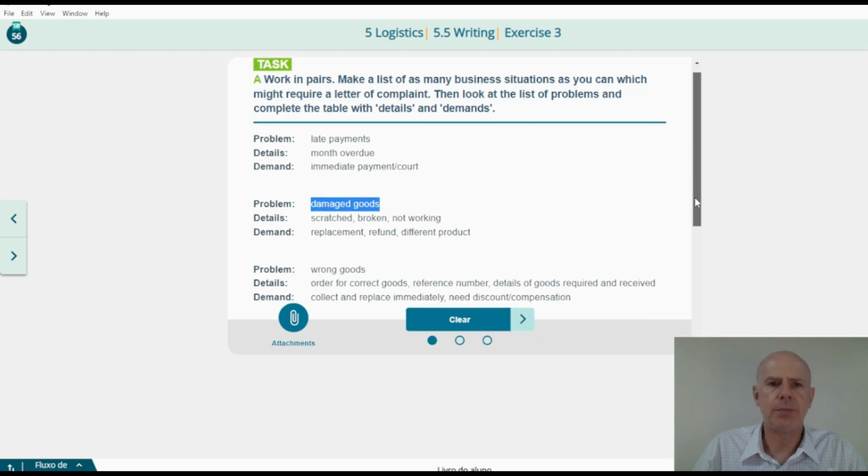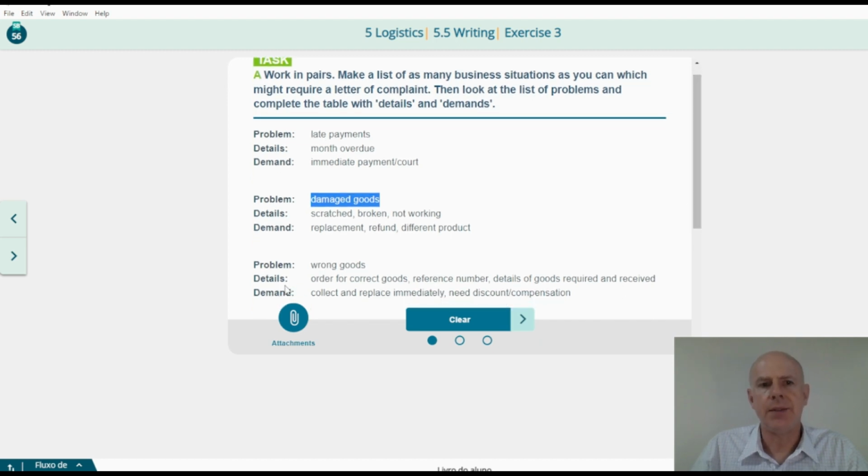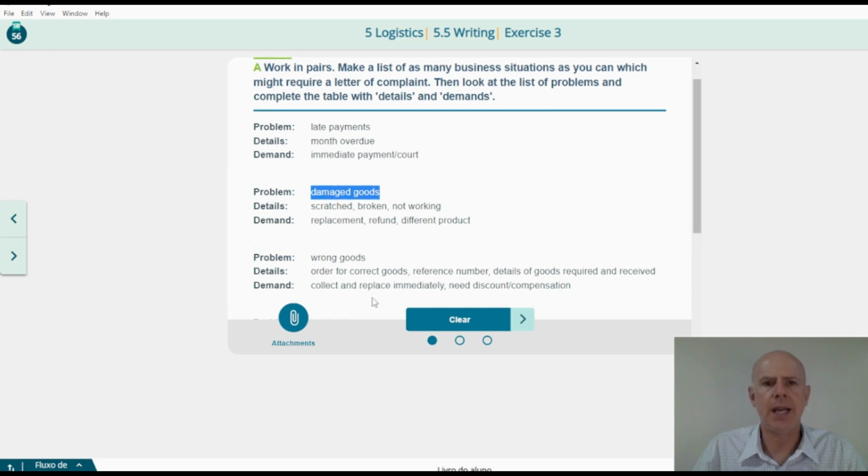Wrong goods, let's give some extra details. What could it be? Like ordered the correct goods, because they delivered the wrong goods. Or you can give the reference number, details of goods required and received, right? They should collect and replace immediately, or you need a discount or compensation for all the trouble. The other ones, invoice incorrect, inferior quality, late deliveries.